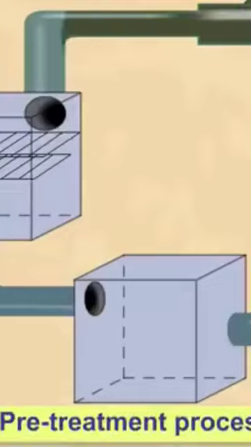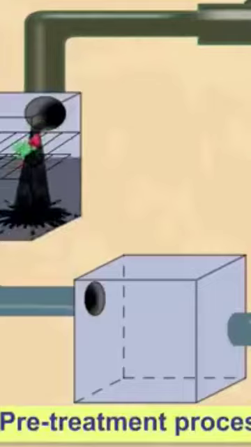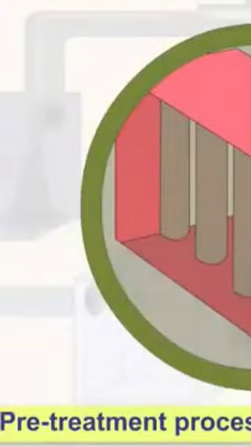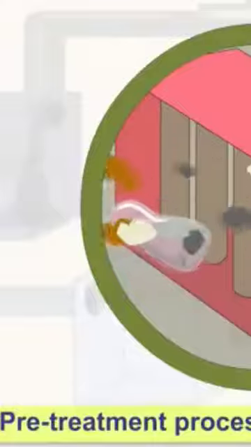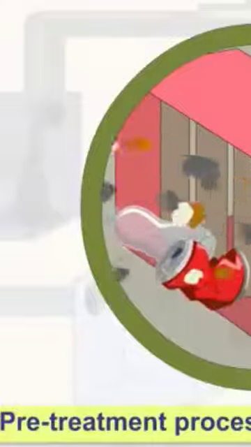The pre-treatment process involves the sewage being sent through grids or vertical bars that can remove large solid substances like metal cans, paper, and plastic materials.